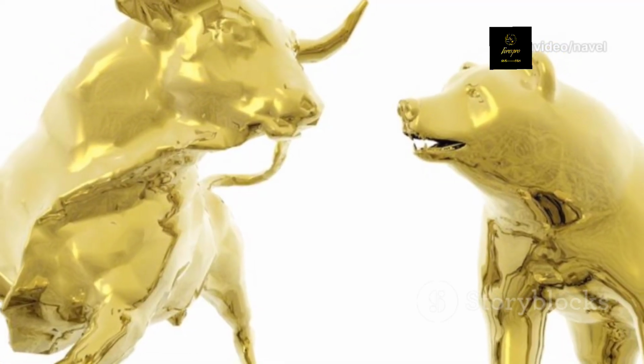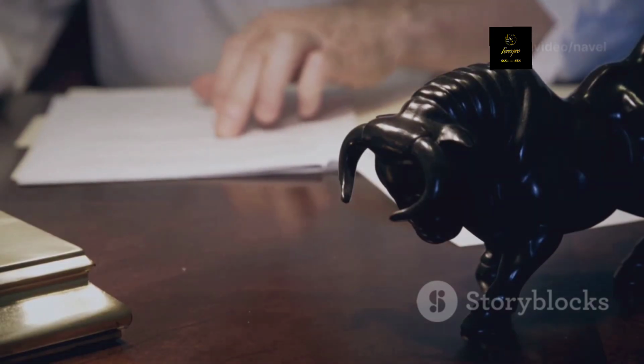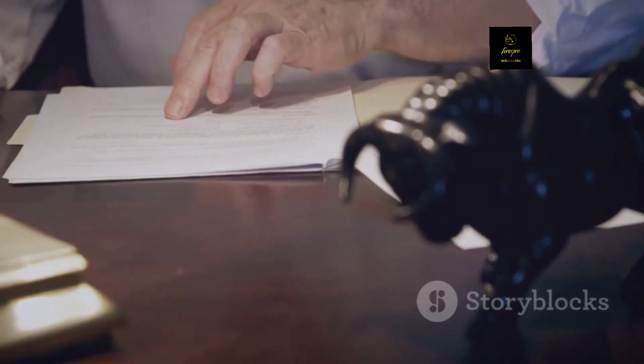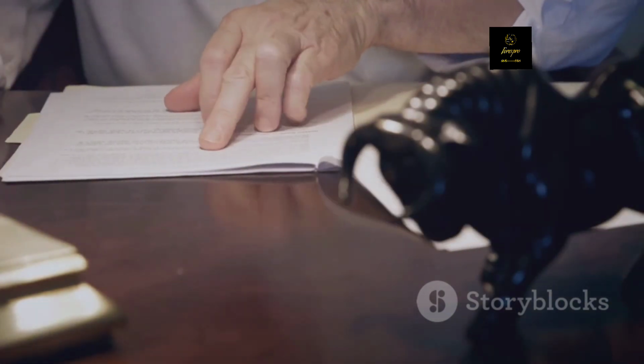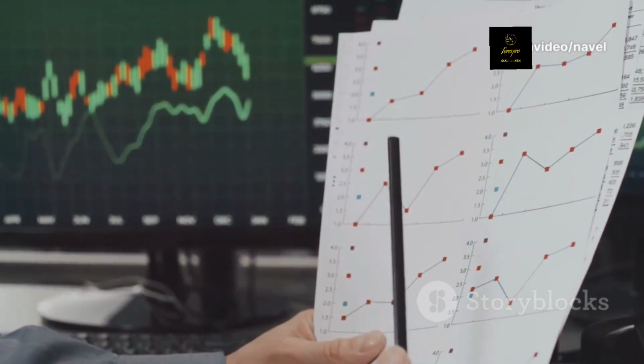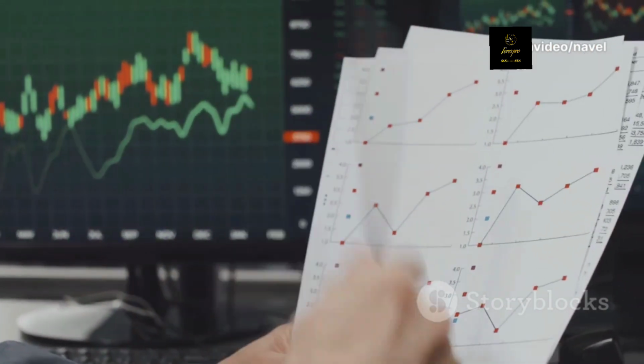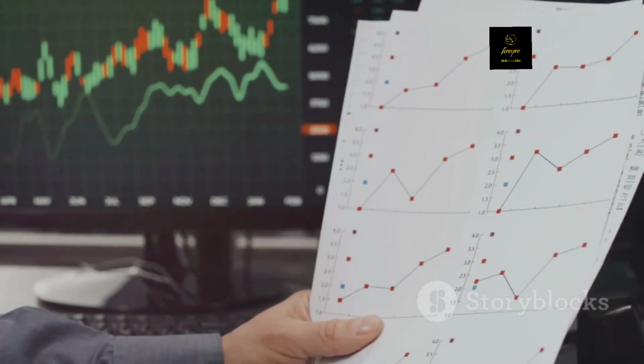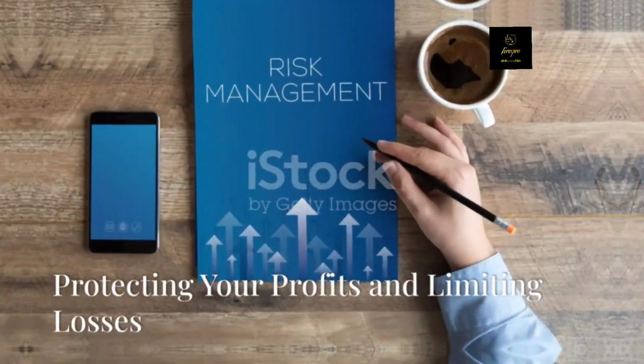Both long and short positions offer equal profit potential, and the strategy you choose depends entirely on your market analysis and trading plan. Remember, Forex is a two-way market, and understanding how to trade both long and short positions can significantly expand your trading opportunities.